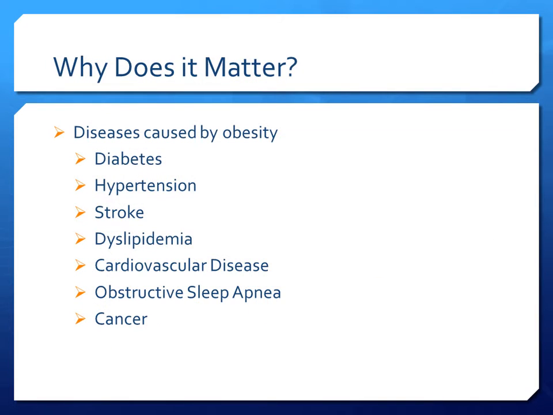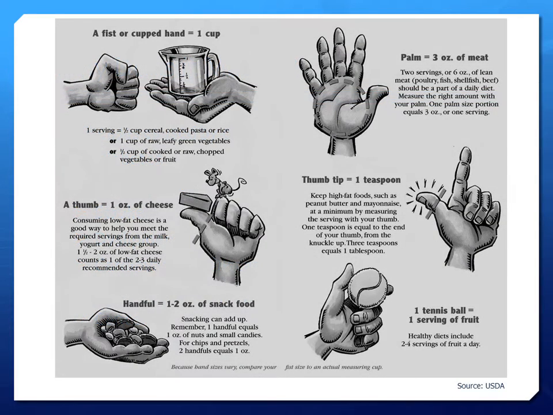So why does our weight matter? Unfortunately, being overweight can cause a host of various diseases. A few of the more common diseases include diabetes, hypertension, stroke, cardiovascular disease, obstructive sleep apnea, and cancer. The number one way to address the obesity epidemic in this country is to teach ourselves, and for those of you in the health field, our patients, what proper portion sizes should be. This slide gives us an easy way to estimate portion sizes by simply using our hand.